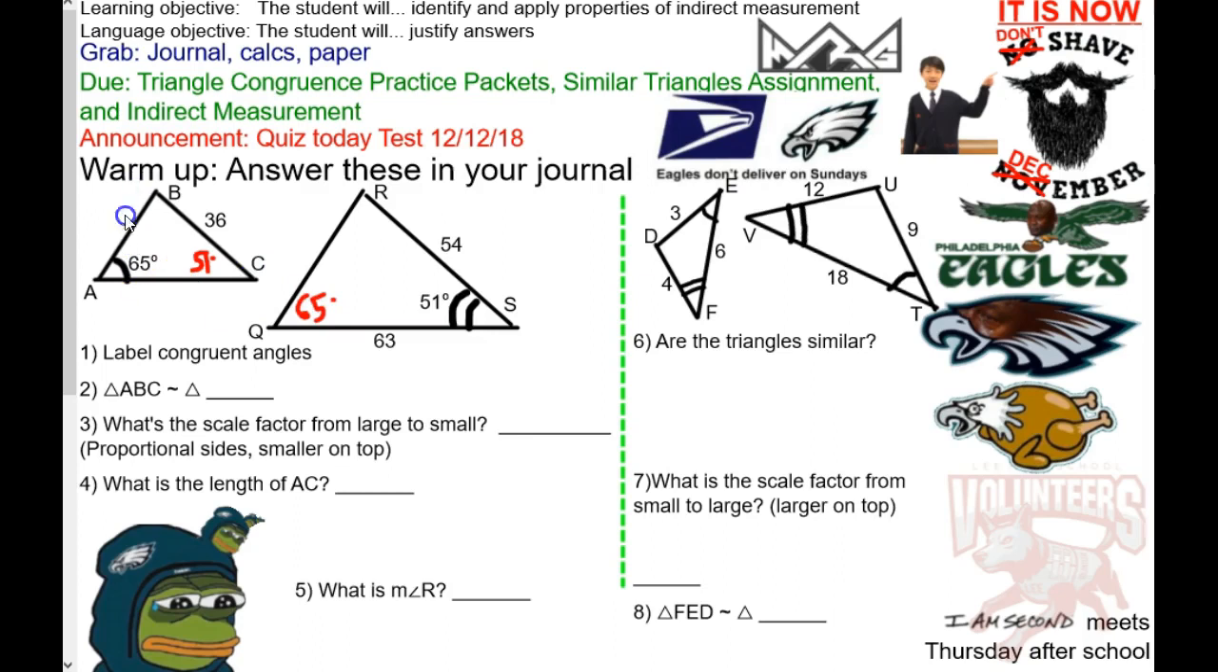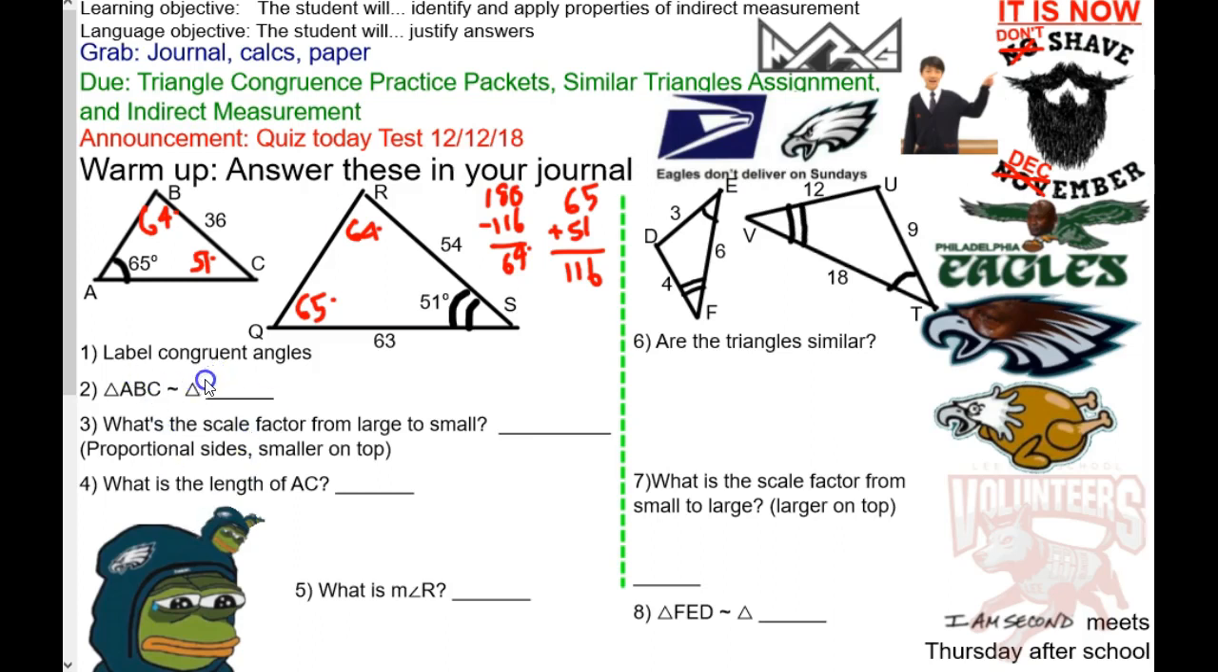And I can figure out the missing third angle because they add up to 180. So let's add up 65 plus 51. I get 116. And then I need to subtract that from 180. And I get 64 degrees. Now I did that because I'm going to need to use it later, but you should see congruent angles.